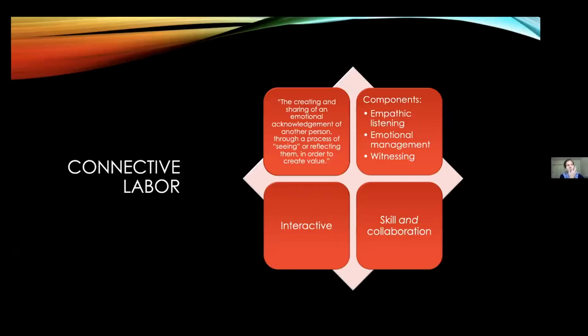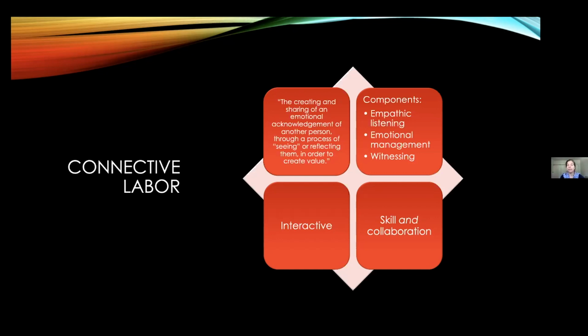And as part of this effort, I'm offering the term connective labor, which I'm defining as the creating and sharing of an emotional acknowledgement of another person through a process of seeing or reflecting them in order to create value. And connective labor is made up of three components: empathic listening, workers cultivating a shared emotional understanding of someone else's perspective; emotional management, because caregivers can't always just be letting loose with their own visceral reactions in the clinic or the classroom; and witnessing, with which workers reflect back through words or actions what they see of the other person. And following Fisher and Toronto, these processes are interactive, in which the client, patient or student, etc., helps to co-construct the meaning of the encounter.